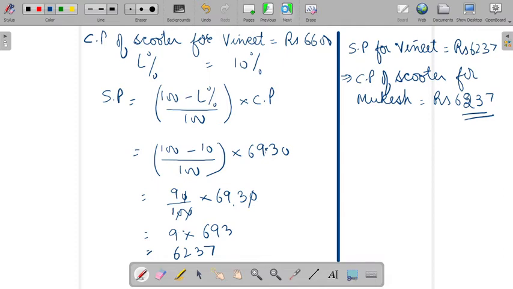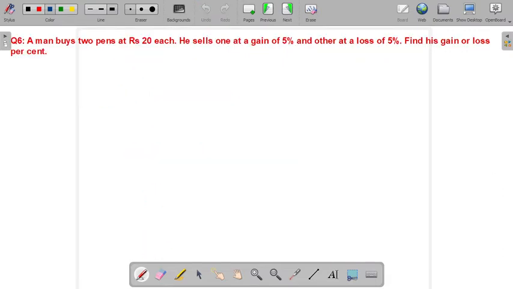Now next question. Question 6: a man buys 2 pens. So buys is written, so cost price of 2 pens is rupees 20 each. He sells one at a gain of 5%, another at a loss of 5%. Find his gain or loss percent. So in this question, there will be two cases. So we will be taking case 1 and case 2.